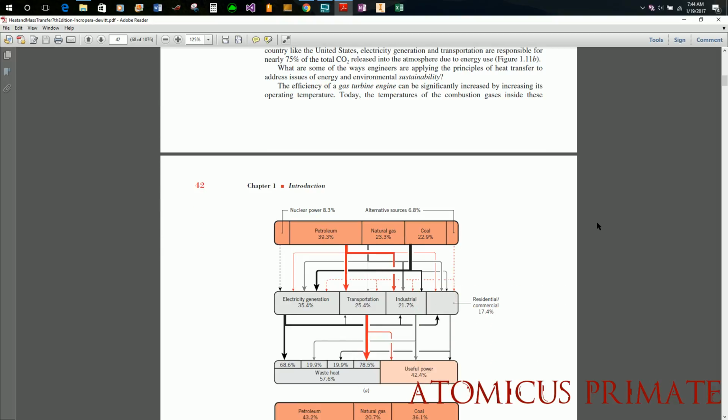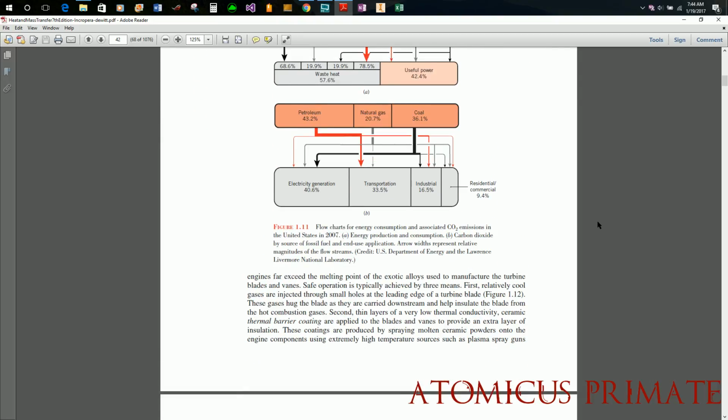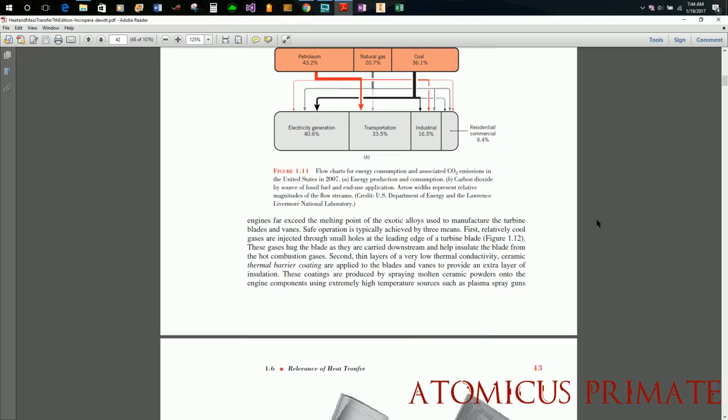Today, the temperatures of combustion gases inside these engines far exceed the melting point of the exotic alloys used to manufacture the turbine blades and vanes. Safe operation is typically achieved by 3 means. First, relatively cool gases are injected through small holes at the leading edge of the turbine blade. These gases hug the blades as they are carried downstream and help insulate the blade from the hot combustion gases.